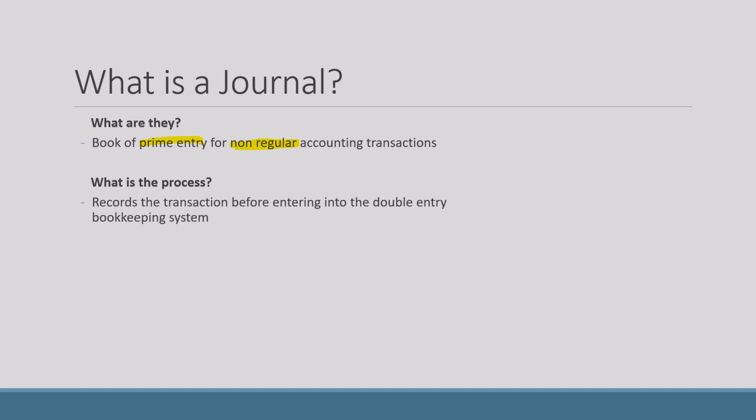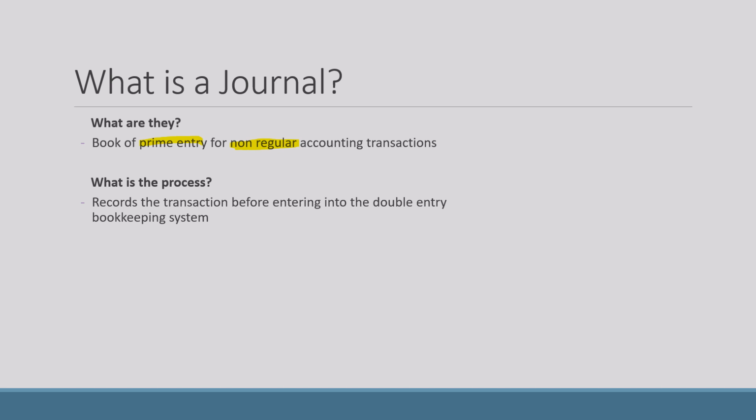So what's the process? Well, the process behind this is that the journal will record the transaction before entering into the double entry bookkeeping system. So this means, like when you have your purchase invoice come in from a supplier, you record it in your book of prime entry and then it gets entered into the system. It's the exact same thing, except these are for things that are non-regular.